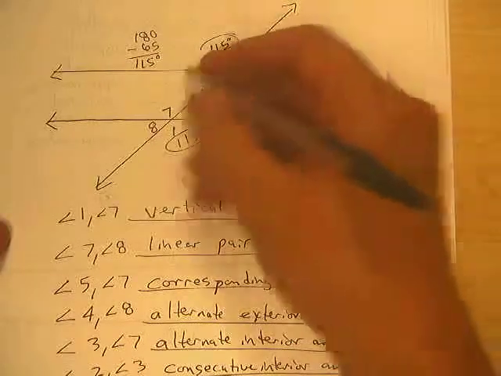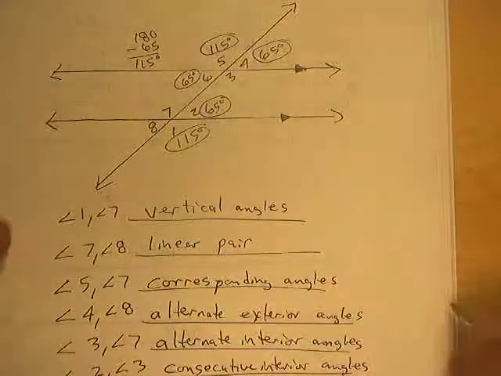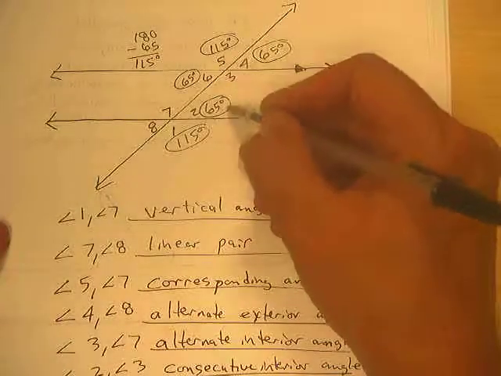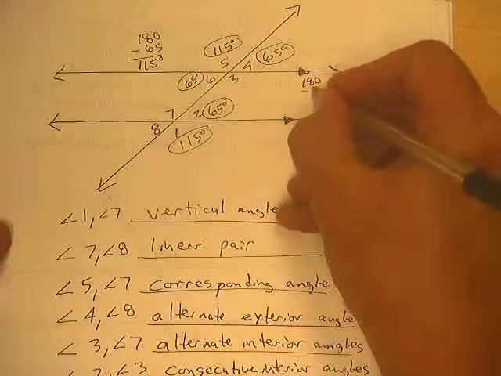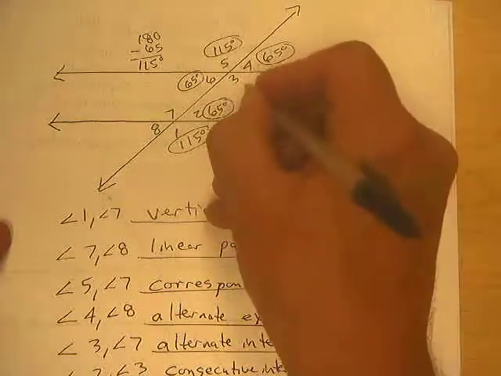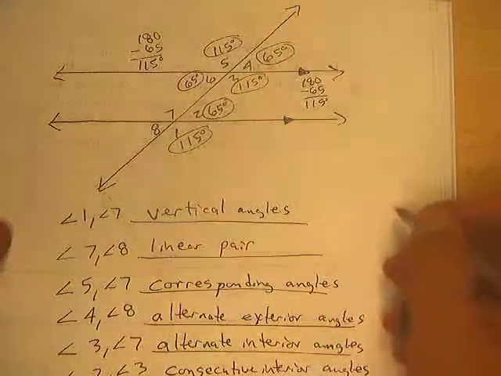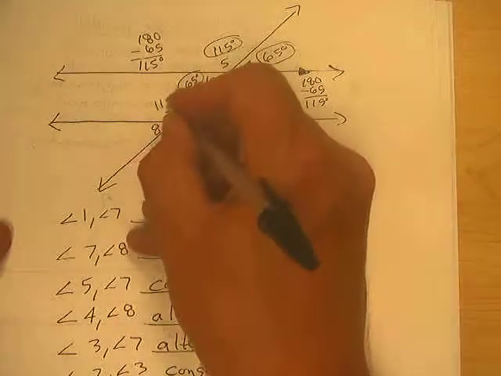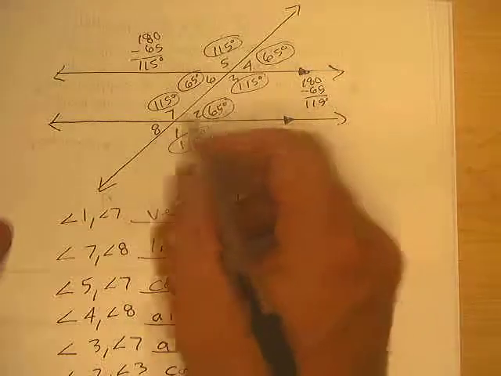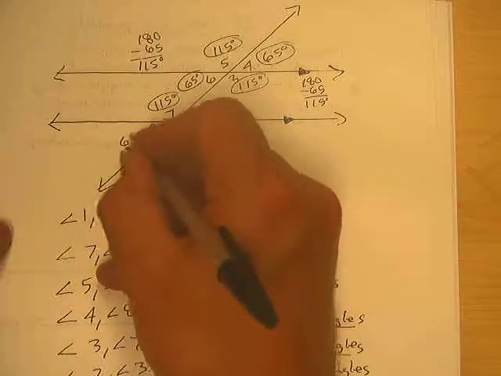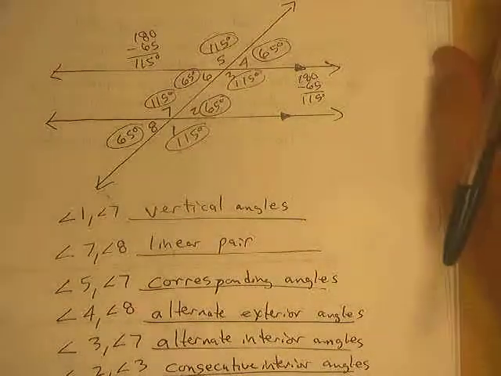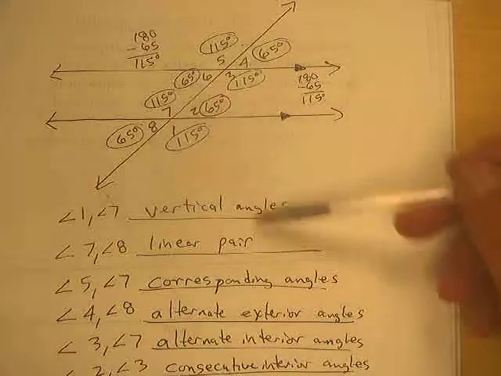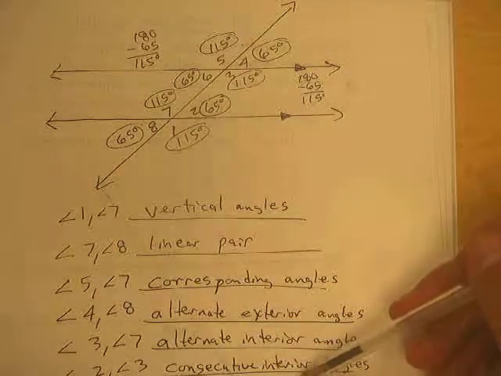5 and 1 are alternate exterior angles, so those are the same. So angle 1 is also 115 degrees. 2 and 6 are alternate interior angles, they're the same, so this is 65 degrees. 2 and 3 are consecutive interior, that means they add up to 180. So 180 minus 65 gives me 115. So 3 is 115 degrees. 7 and 1 are vertical angles, so that means 7 is 115 degrees. And 2 and 8 are vertical angles, so angle 8 is 65 degrees.